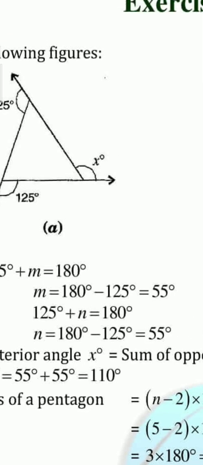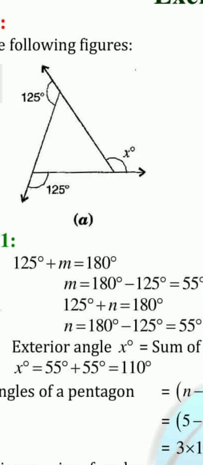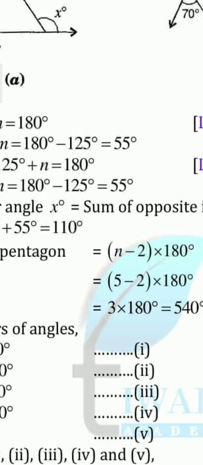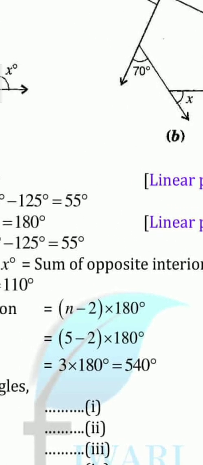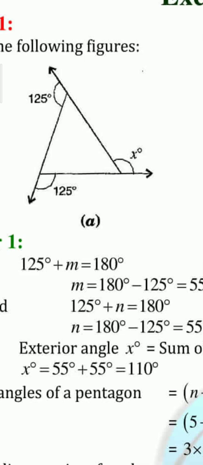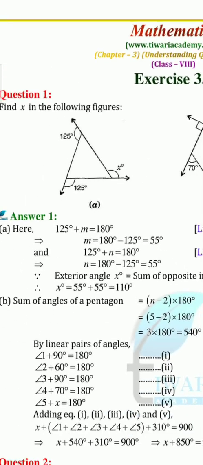Now kids, what is the formula for the exterior angle? You can find x by the exterior angle property: it is the sum of the opposite interior angles. For example, x is the exterior angle, and the opposite interior angles are the measurements you got, 55 and 55. So the sum of that will be your x. That is 55 plus 55, and the answer you get is again 110. So there are two methods. Whichever you feel is easy, you can follow. Clear?